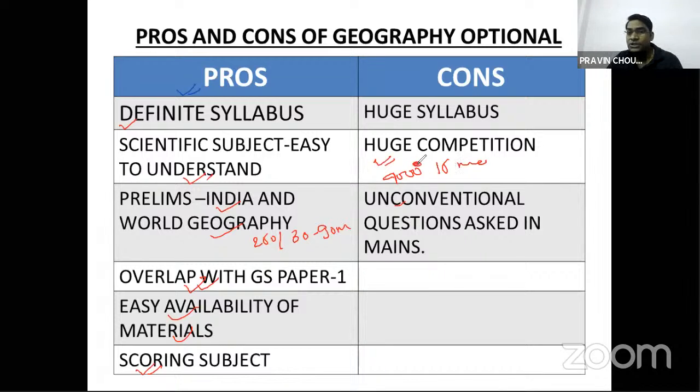But all these things, these myths, will push you away from this optional subject, when people tell you that no, you should not take this, huge syllabus. But I will suggest you first go through it yourself. You go to the syllabus first. You see the syllabus. You try to understand whether you understand the topics in a proper manner or not. Whether you are comfortable with this subject or not.